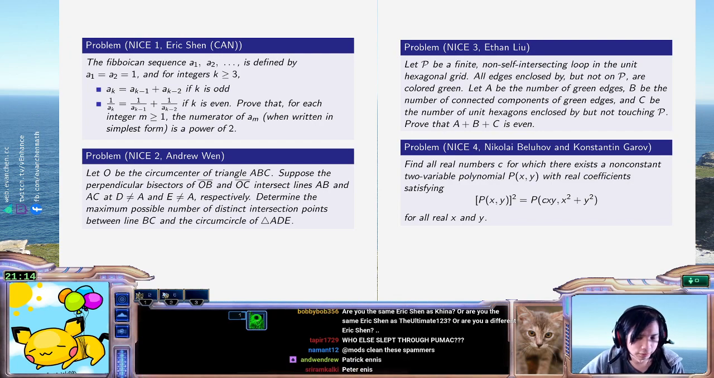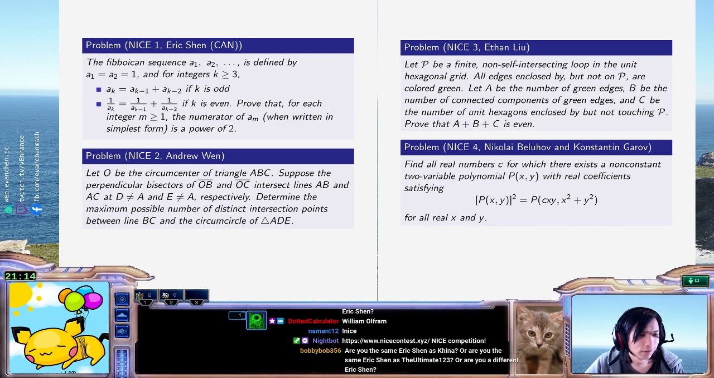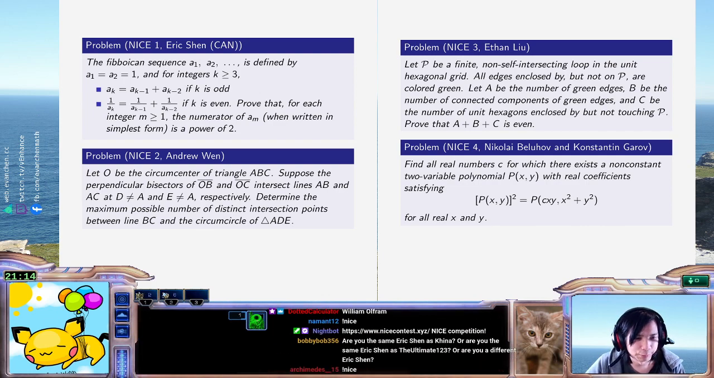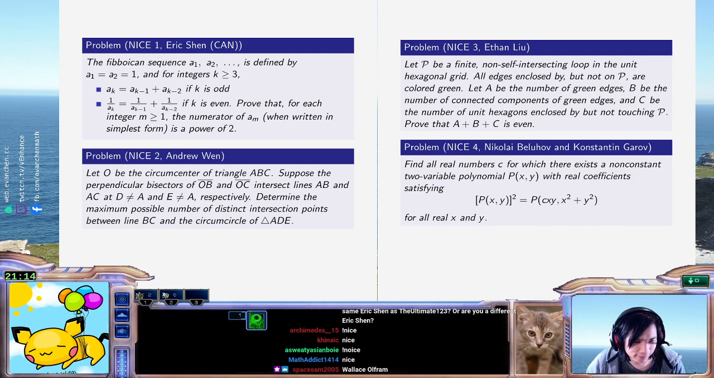If you want to learn more about NICE, the website is nicecontest.xyz. This is a contest where a lot of problems are proposed by my students, though not all. For example, problem 4 is not by one of my students.